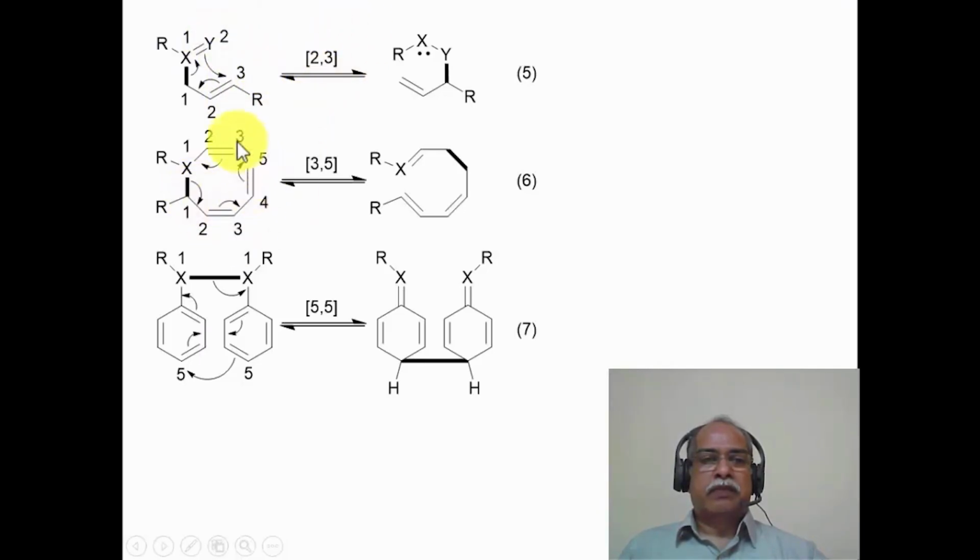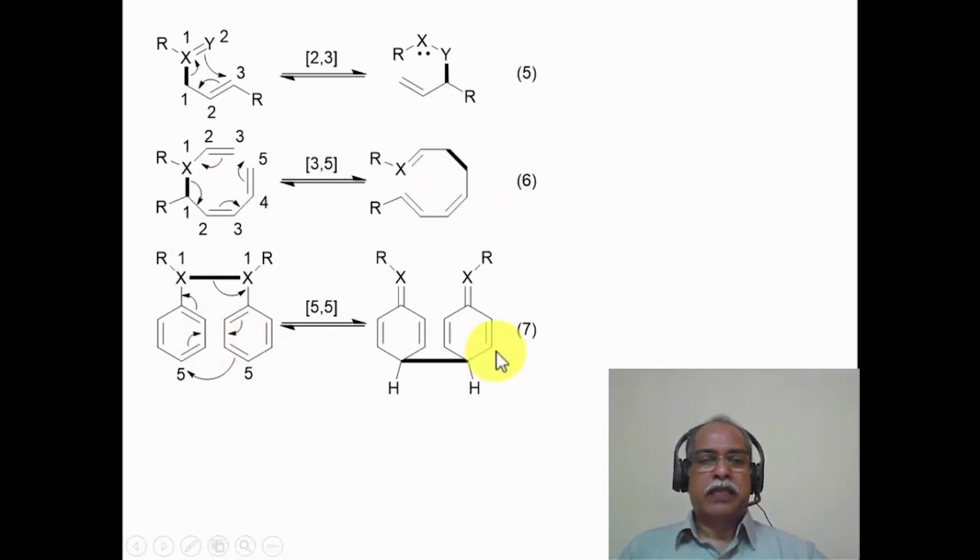Here is an extended example of the same reaction. This is a 3,5 sigmatropic rearrangement. You can see here the carbon-X bond is being broken, and if that is a broken bond, then the numbering starts from 1, 2, 3, 4, 5 on the lower side, 1, 2, 3 on the upper side. The new bond is formed between 3 and 5. As you can see here, this is a new bond that is formed. So it is a 3,5 sigmatropic rearrangement.